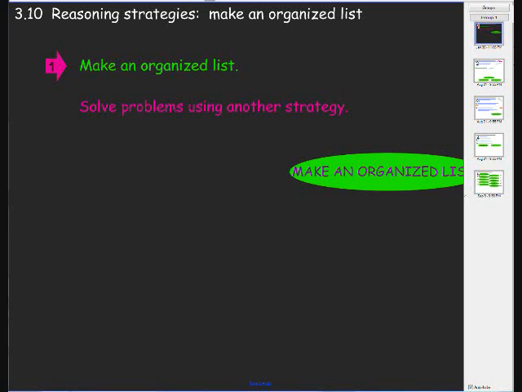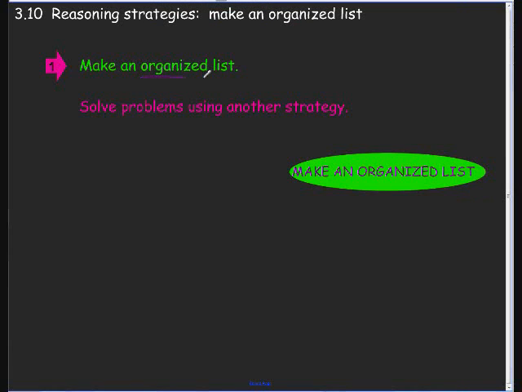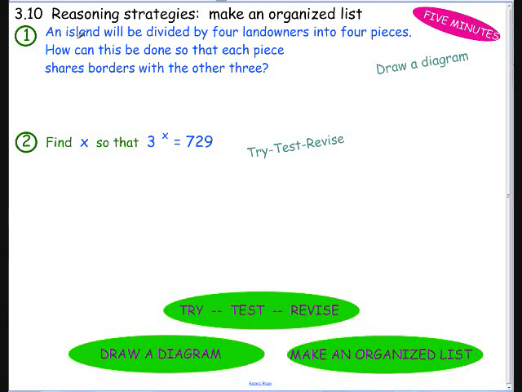Chapter 3, our last section, and similar to many chapters, this chapter ends with something about solving problems. In this case, the strategy is making an organized list. An island will be divided by 4 landowners into 4 pieces. How can this be done so that each piece shares borders with the other 3?